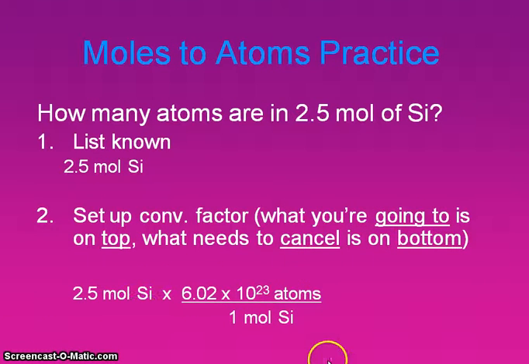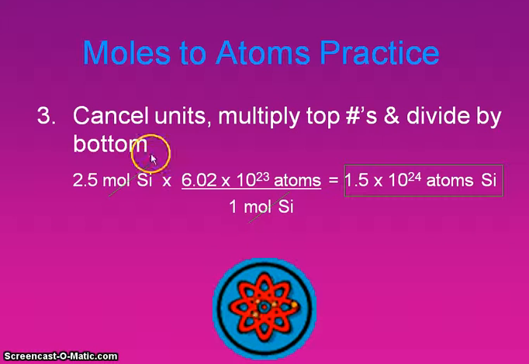So this is the work that I want to see. 2.5 moles of Si times 6.02 times 10 to the 23rd atoms over 1 mole. Now when you multiply across and divide by the bottom, that will allow your mole units to cancel and will tell us how many atoms of silicon that we have there.